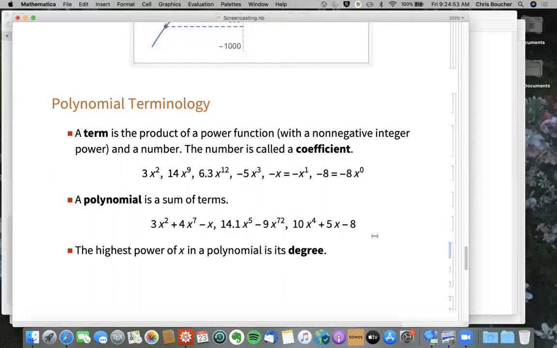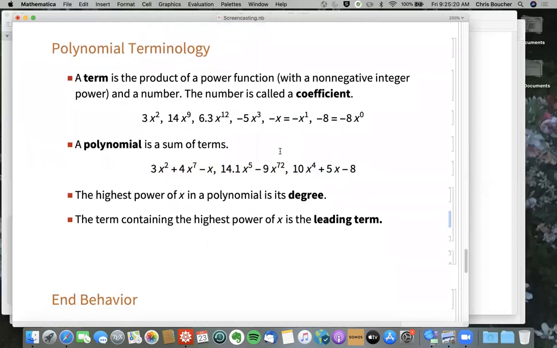A little more terminology. The highest power in a polynomial is its degree. So if I look at this first polynomial, the degree of that polynomial is 7. Notice it's not the term that comes first, it's the term with the highest power of x. The degree of this polynomial is 72, highest power of x, and the degree of this polynomial is 4, highest power of x.